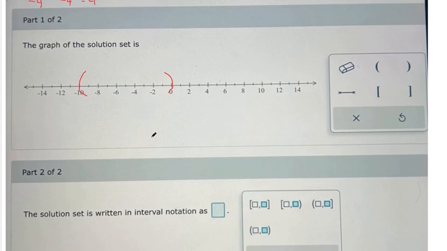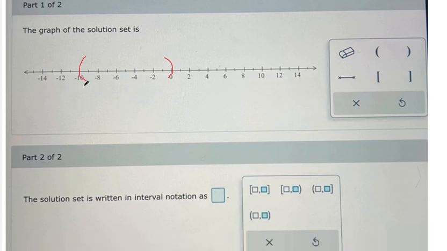And in interval notation, it's really easy when you have the graph. Interval notation, you just write what you see up here. I see a parentheses when I read it from left to right. The parentheses starts at negative 10. And we put a comma and the parentheses ends at 0. That's interval notation.